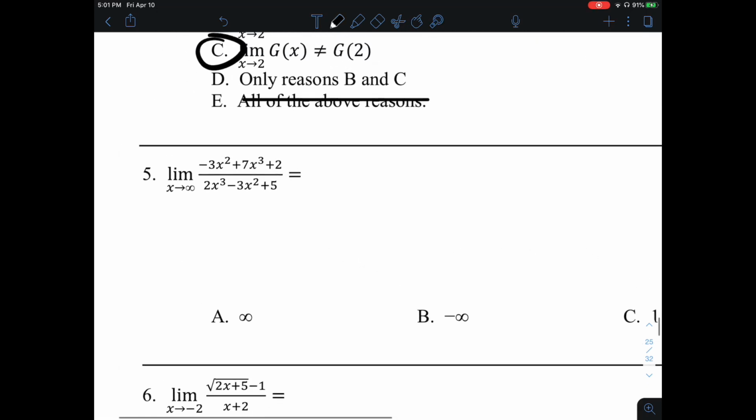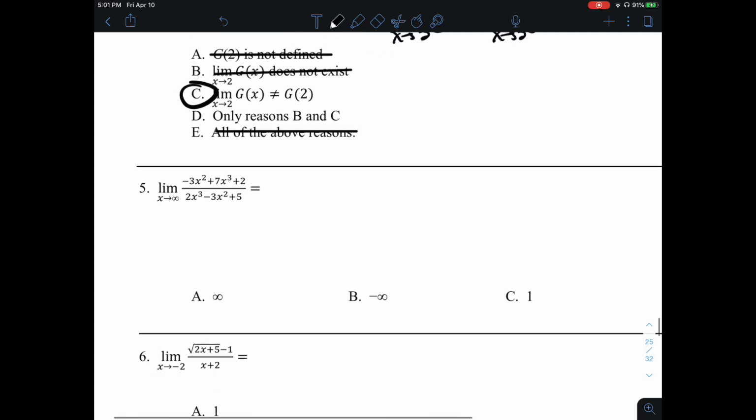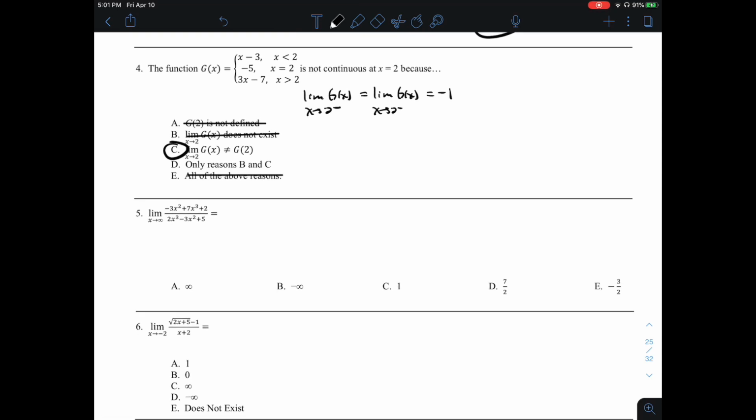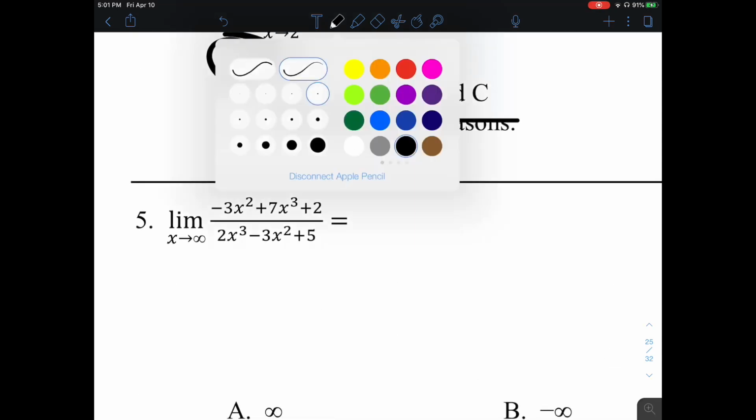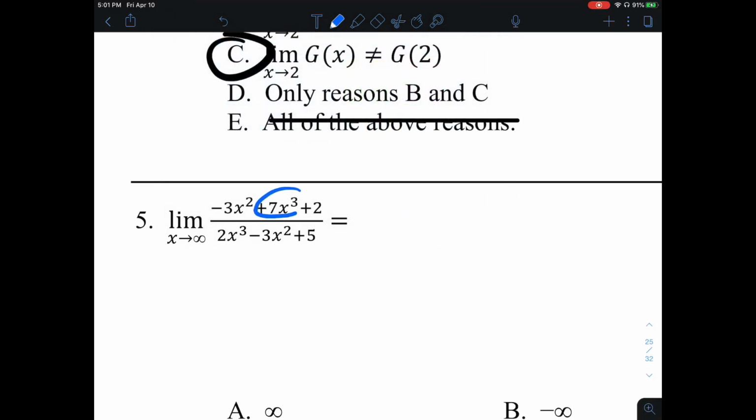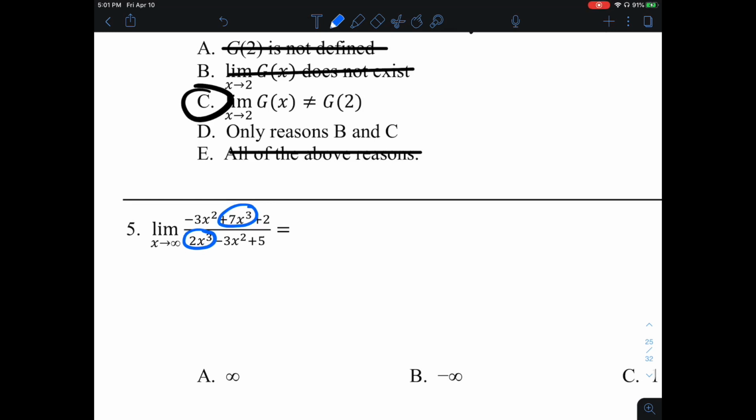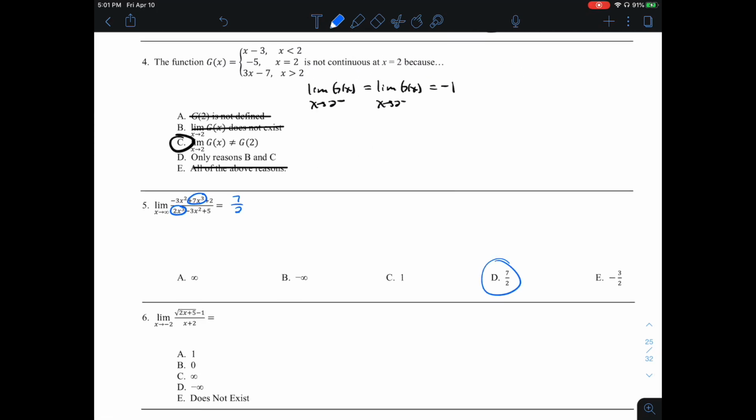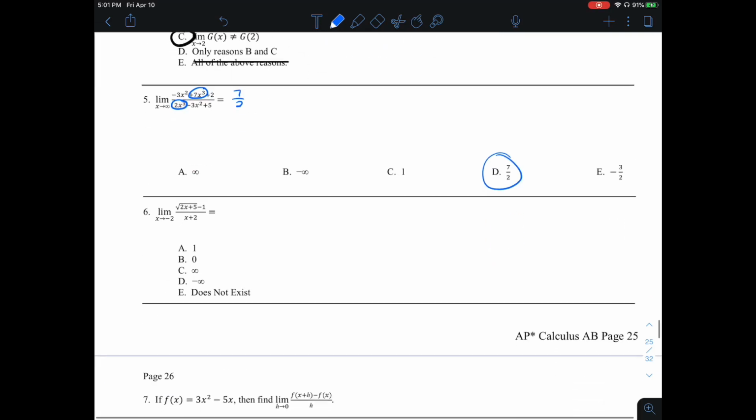Number 5, this is approaching infinity. It's asking for the end behavior. And if we're not asked to show any work because it's multiple choice, this is as simple as we got: the leading term in the numerator, leading term in the denominator. Those are growing at the same rate. So therefore, this has a horizontal asymptote at 7/2. If you wanted to show some work for that, you could divide every term in the top and bottom by x cubed and evaluate the limit, and you will find that it is 7/2.